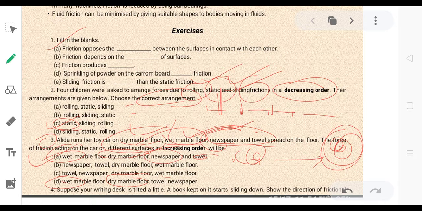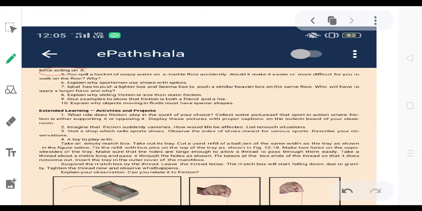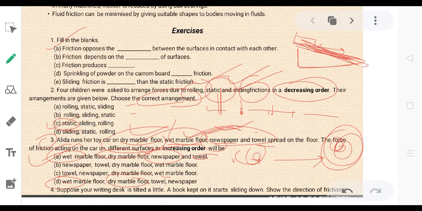Number 4. Suppose your writing desk is tilted a little. If it is tilted a bit, a book kept on it starts sliding down. Show the direction of friction force acting on it. Which direction does the friction act in?